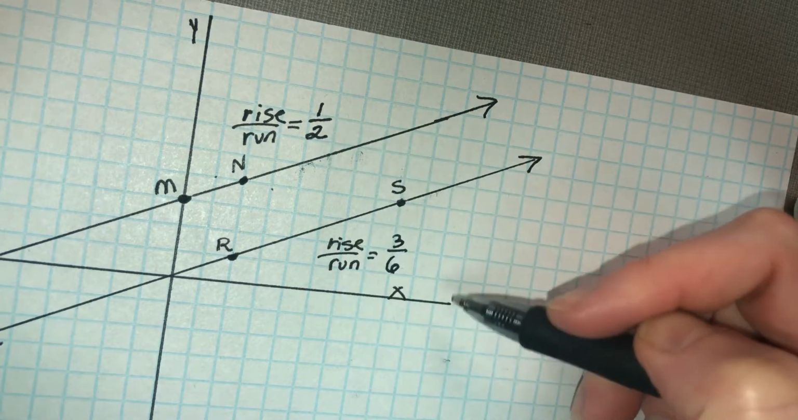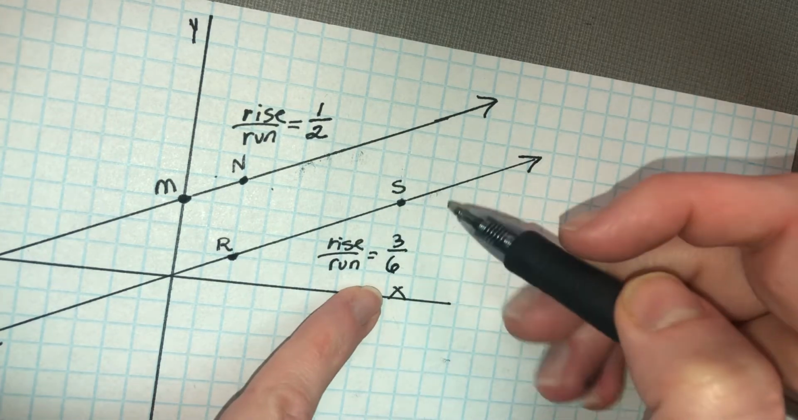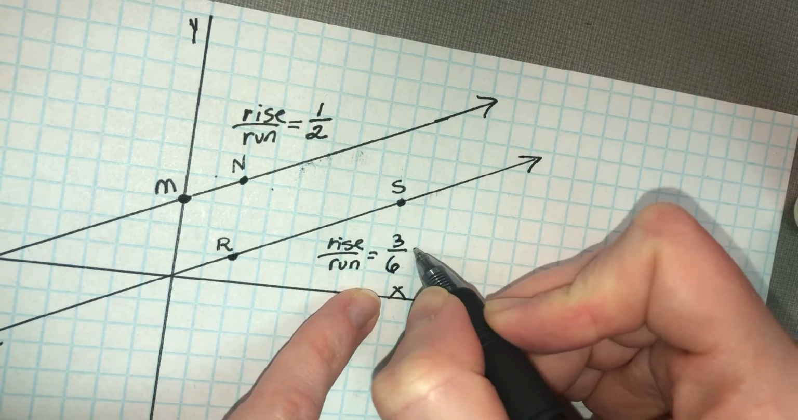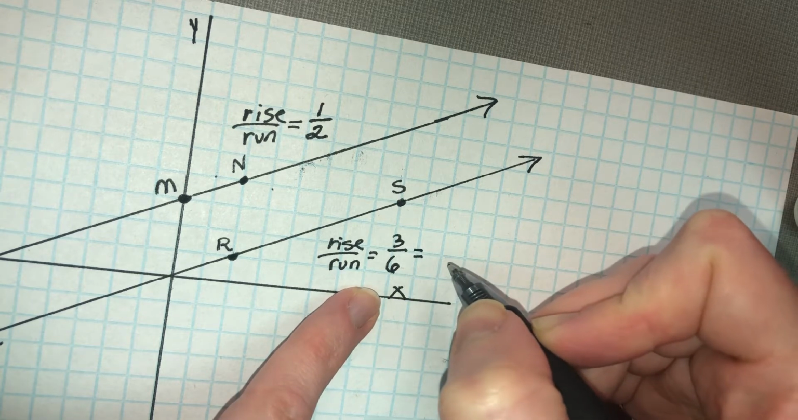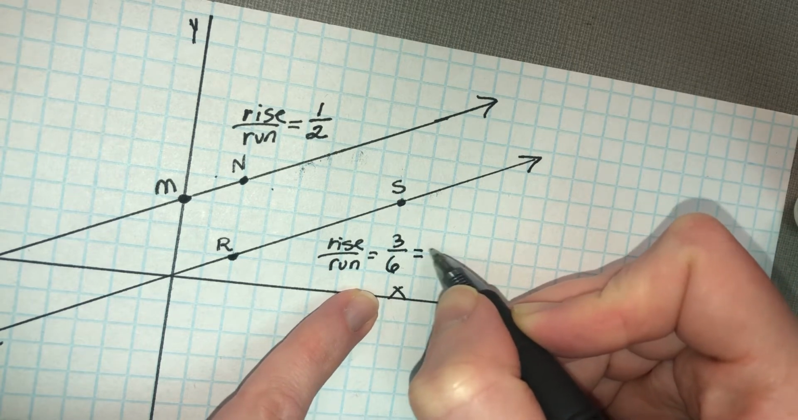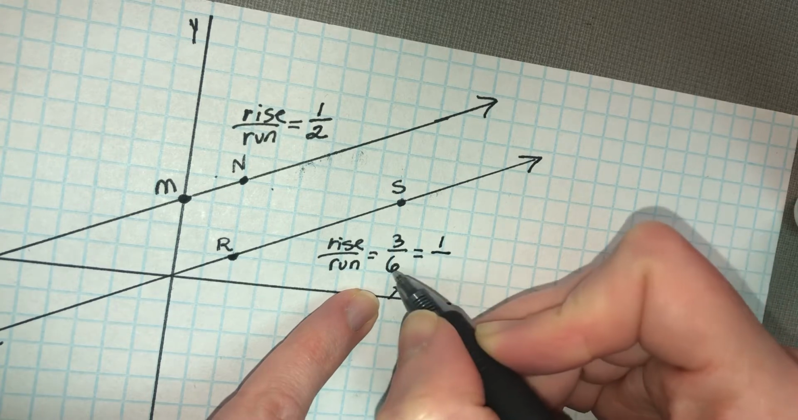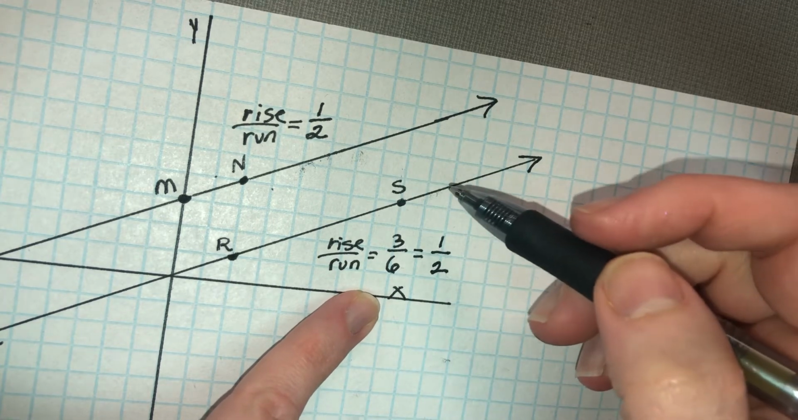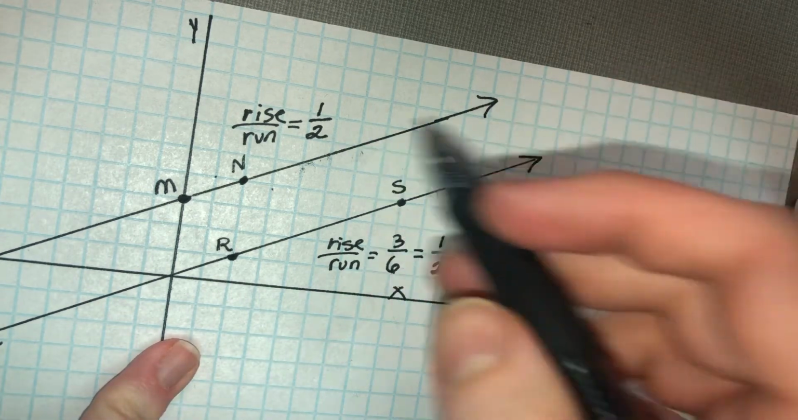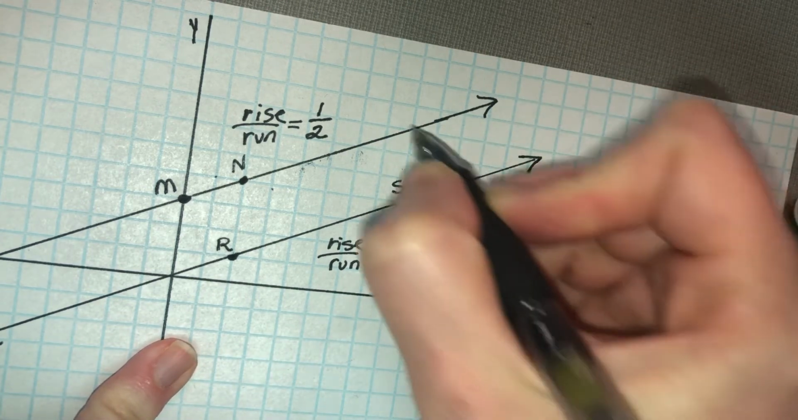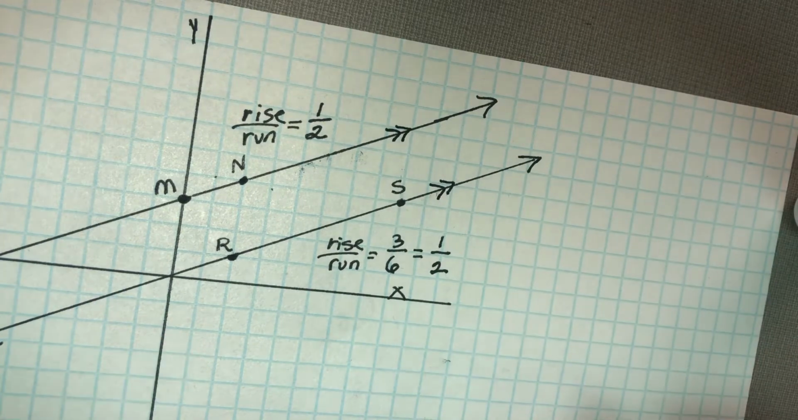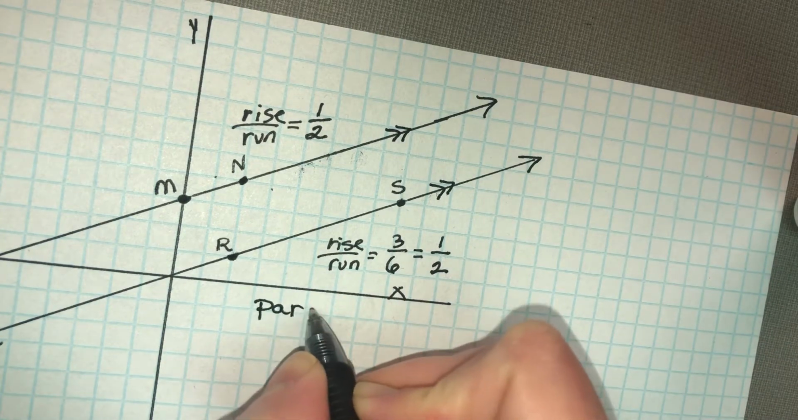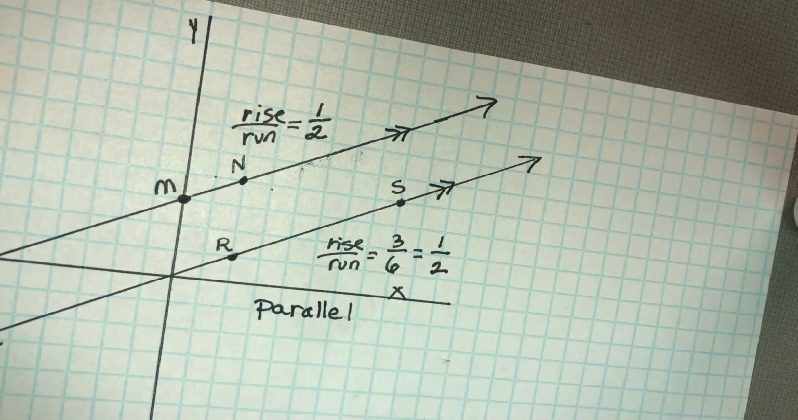Well, that's not the same thing as 1/2, but guess what? This fraction is not simplified, and if you simplify it, both the numerator and the denominator are divisible by 3. So if I take 3 divided by 3, that's 1, and 6 divided by 3 is 2. So this one actually also has a slope of 1/2. They are the same slope. I'm going to put the little parallel line symbols on these lines, and the answer is that these are parallel.